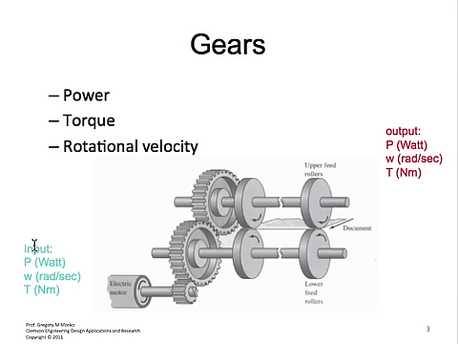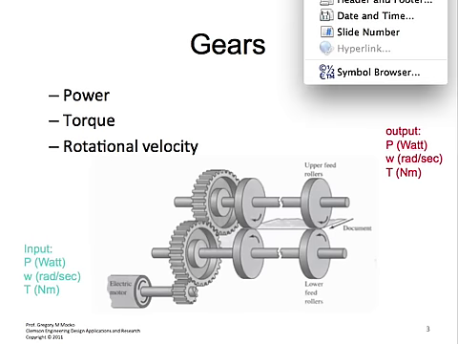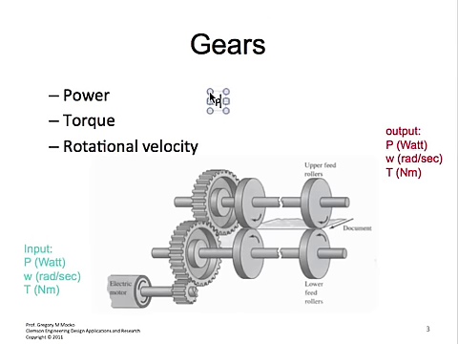Power actually is computed based on the following equation. Power is equal to torque times omega. In this case, we're talking about power in watts. So torque is in Newton meters and omega is in radians per second. On this slide, omega is denoted as small w.